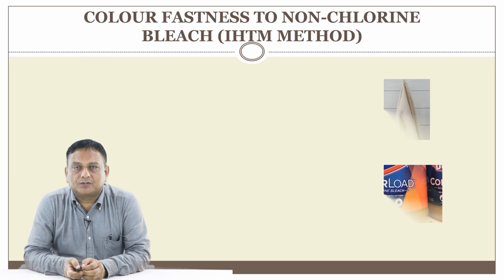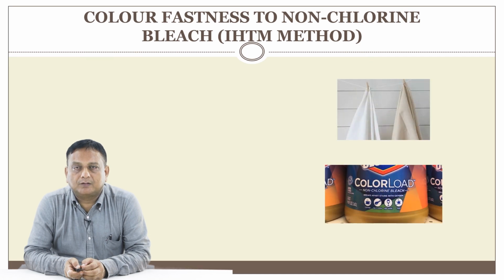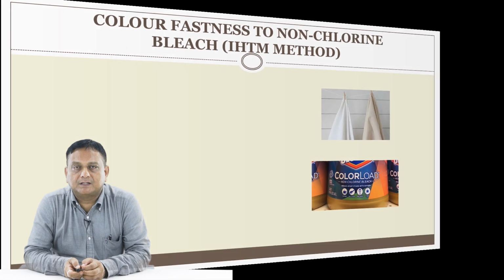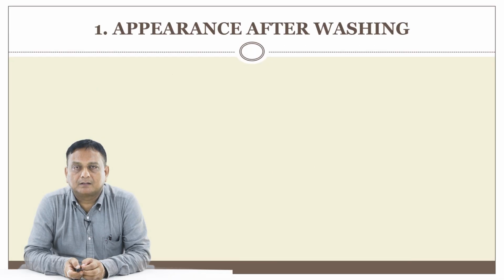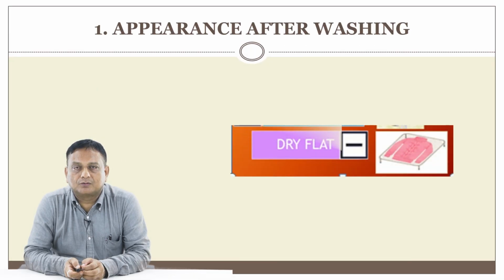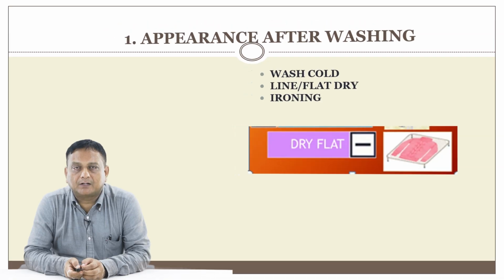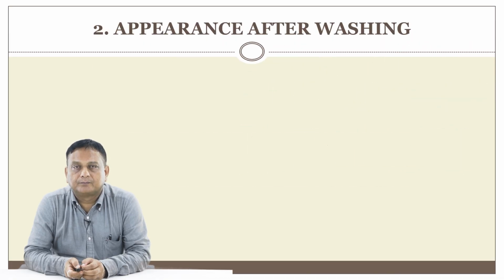Colorfastness to non-chlorine bleach: there are different non-chlorine bleaches available, and you can see in the picture how it looks. Appearance after washing also is very important. Dry flat symbols must be used. Wash cold, dry flat, line dry, ironing, those are the requirements for this third case.